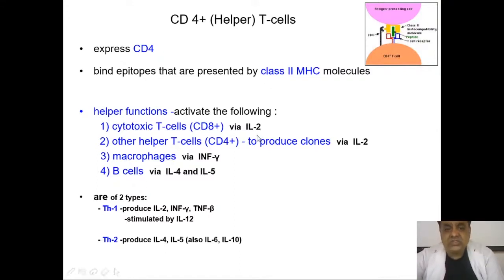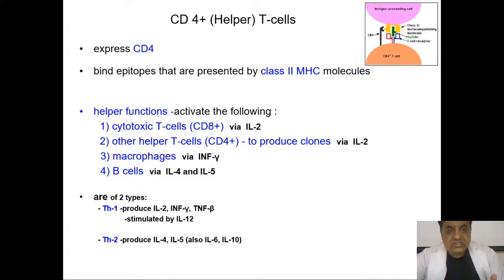By secreting interleukin-2, they help their brother CD8 T cells. The same interleukin-2 also helps in growth of CD4 T cells. So CD8 and CD4 cells help each other. CD4 helps CD8, and CD4 helps CD4 itself. Then they stimulate macrophages by producing interferon gamma, and this is how macrophages get activated in the body. They produce interleukin 4 and 5 and help other B cells.